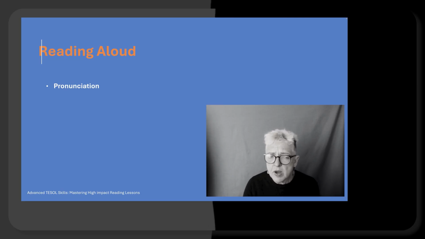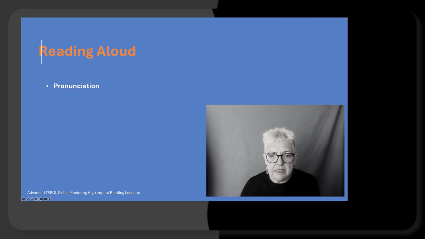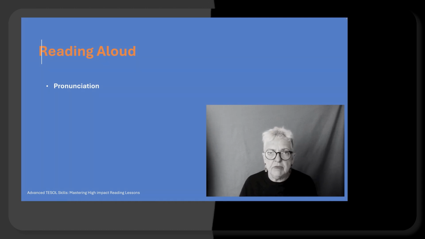So can becomes kun. So it's not quite so easy reading aloud when the nature of our language is to mush words together and the sounds change. However, it can be argued that for individual word pronunciation, it is one way of checking. However, it's limited, and I think teachers are not always aware. They often think that reading aloud is about pronunciation generally, and it's not.